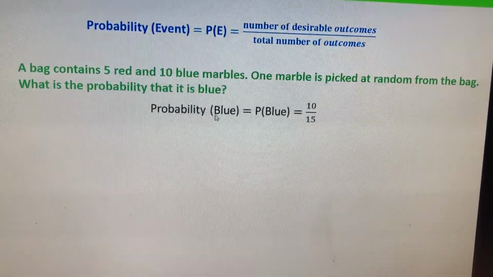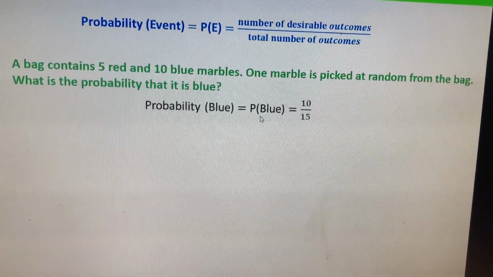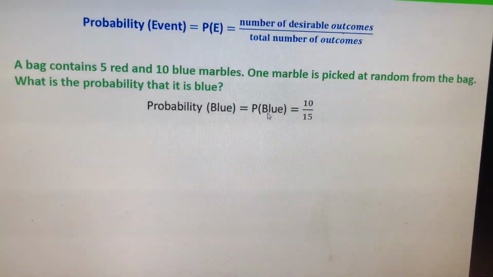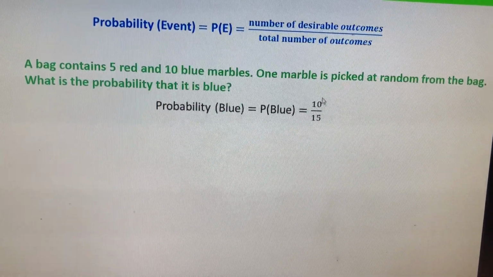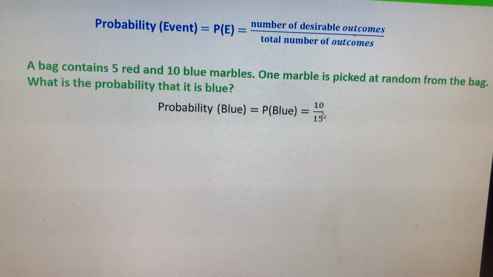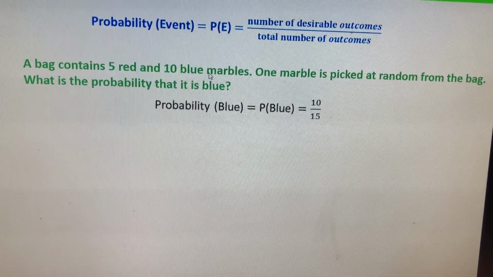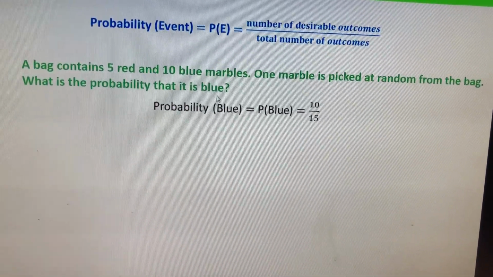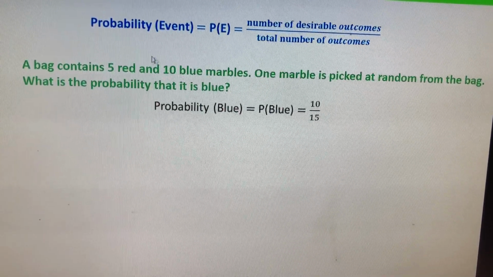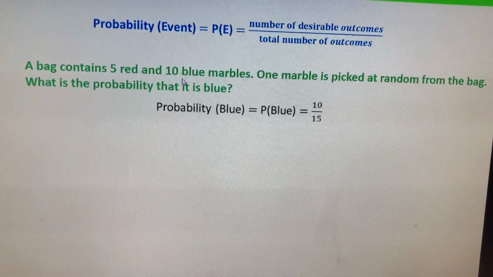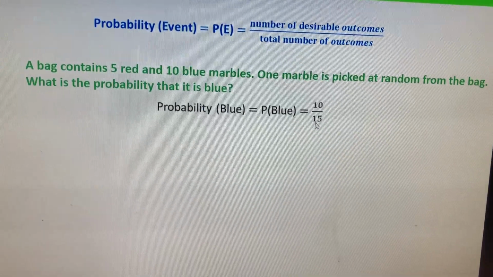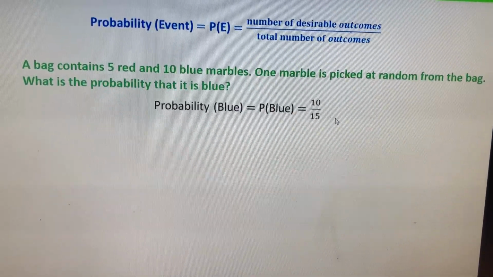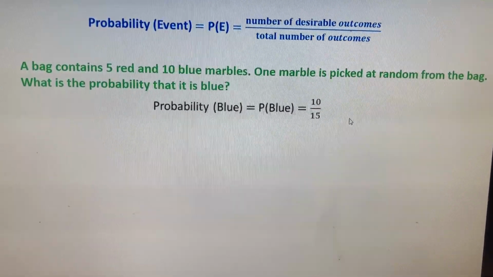Well, the probability of getting a blue marble, so we could write a capital P and then blue, is how many there are that we're interested in. So how many are blue? 10. And then the bottom number is how many marbles there are in total. And we know that there were 10 blue and 5 red. So together the two makes 15. Now 10/15ths, of course, can be cancelled down to 2/3.